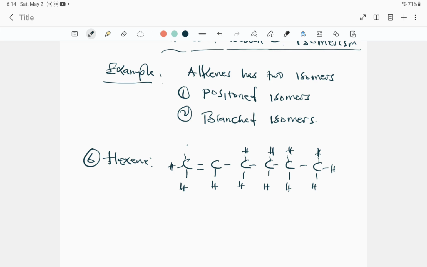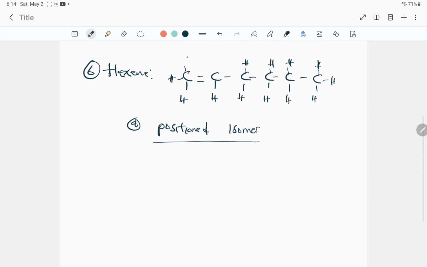Now to write the isomers, we'll look at the first isomer as positional. Look at positional isomer. So under positional isomer, which we are going to show here, from what we have been given here, to write a positional isomer is just to shift the position of the double bond.